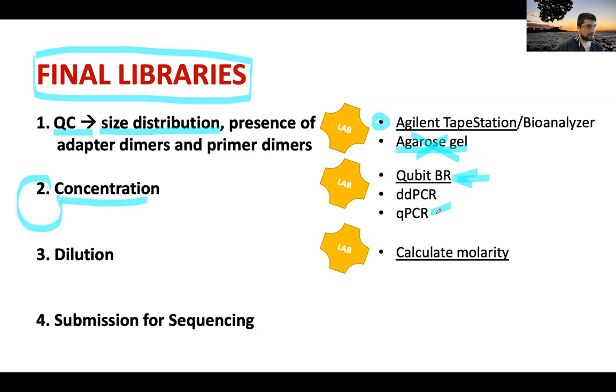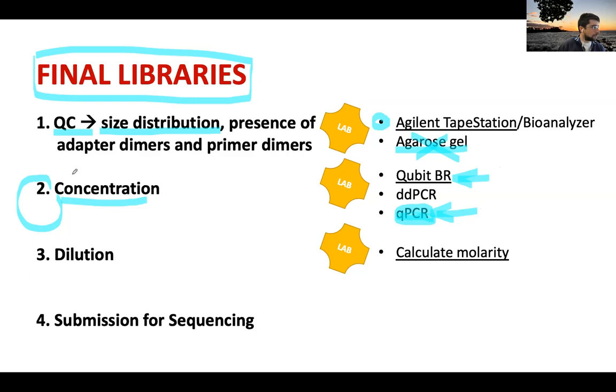Also, we're gonna perform concentration measurements, and we're gonna use the Qubit in the lab. But another very popular and very accurate method for final library concentration measurement is actually the qPCR, okay? We're not gonna see qPCR in the lab just because it's gonna take too long, but it's another method to check the final concentration of our final libraries. It's actually superior to the Qubit because it's only measuring the molecules that are amplifiable. So it's superior to the Qubit in this sense.